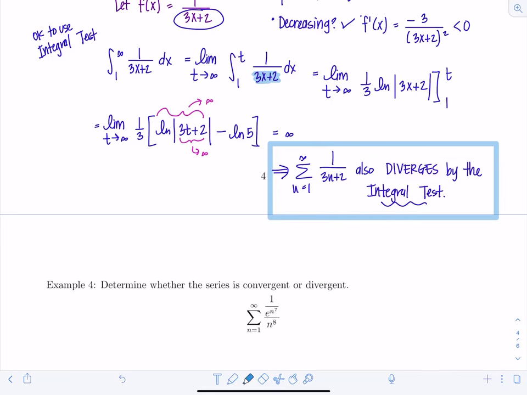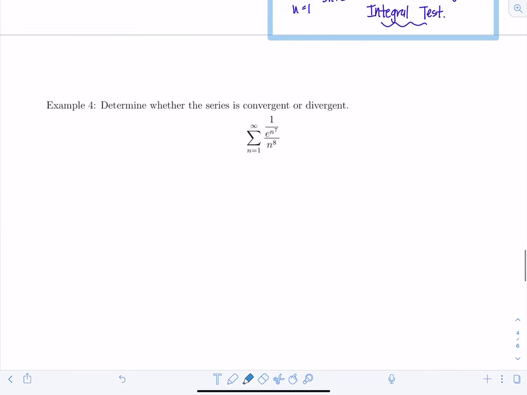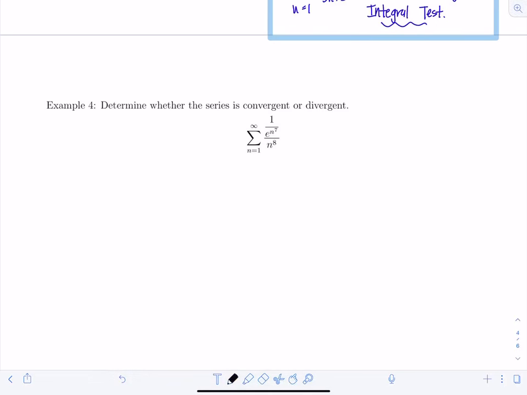All right, one more example here. Determine whether the series is convergent or divergent. And you know what? This is not written correctly. Hopefully your version looks a little different. This should be the sum n equals 1 to infinity. The e is raised to the 1 over n to the 7th. And then in the denominator, we have n to the 8th. Okay, I'm just going to go straight to the integral test.